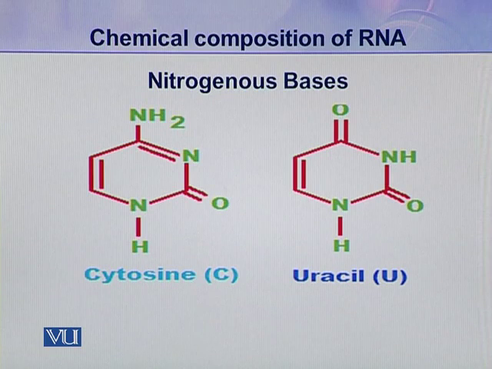Here you can see a difference. In case of DNA, uracil is not present, and instead thymine was present in the DNA molecule. But here, instead of thymine, uracil is present. So overall, there are 5 types of nitrogenous bases. These are adenine, guanine, cytosine, thymine, and uracil. Thymine is only present in DNA molecules, while uracil is only present in RNA molecules.